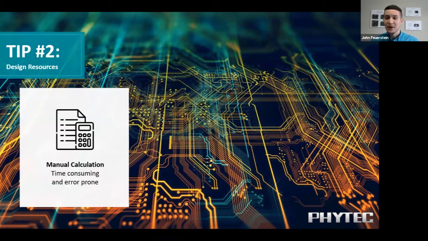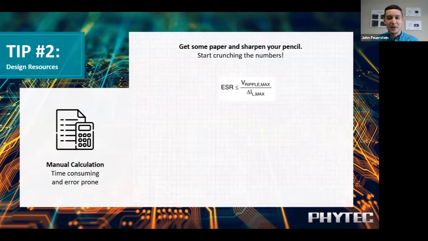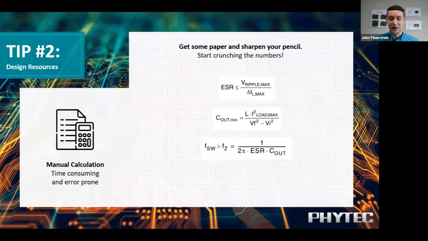So to give you some more perspective on this, manual calculation is time consuming and error prone. So let's pull out our paper and pencils and crunch these numbers. Maybe you've seen some of these equations, right? They pop up in data sheets. I know I've seen some of these trying to calculate parts for design. Some are easy, some are more complicated than others.